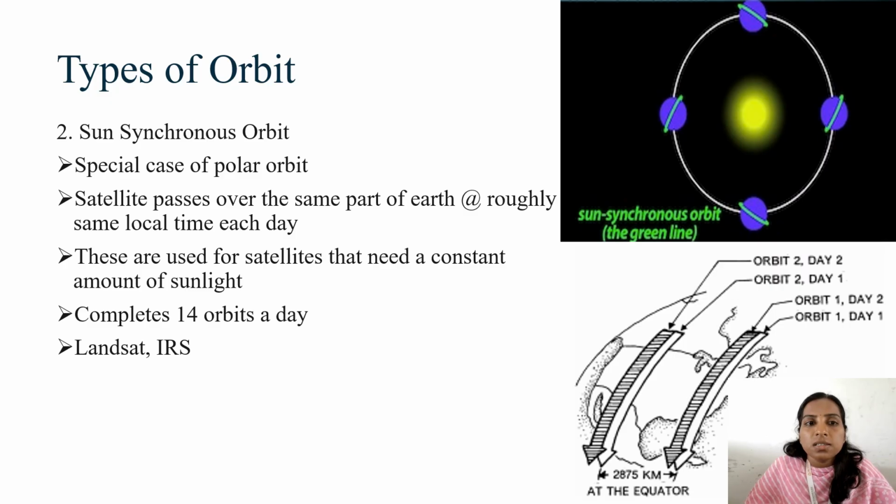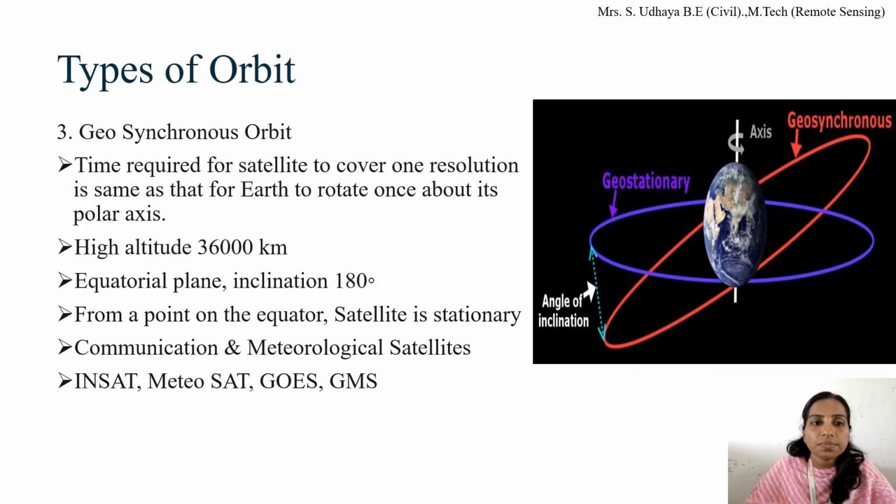The next thing is sun synchronous orbit. It's a special case of polar orbit. The satellite passes over the same part of the Earth at roughly the same local time each day. These are used for satellites that need a constant amount of sunlight. It almost completes 14 orbits a day. Examples of sun synchronous orbit are Landsat and the Indian Remote Sensing satellite, IRS.